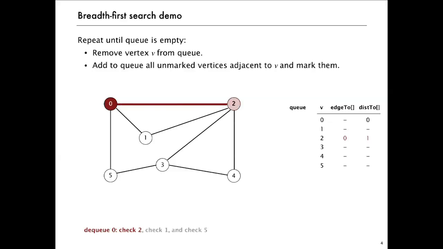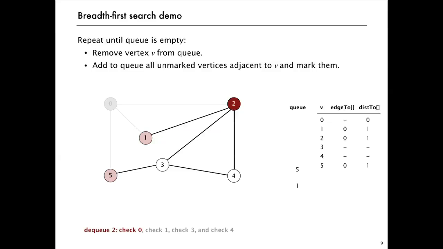So we check 2, and that is not marked, so we add it to the queue. Then we check 1, that's not marked, so we add it to the queue. Then we check 5, and that's not marked, so we add it to the queue. So we've finished processing 0. Now remove the next vertex from the queue. In this case it's 2, we take 2 off the queue and process it by adding to the queue all the unmarked vertices that are adjacent.